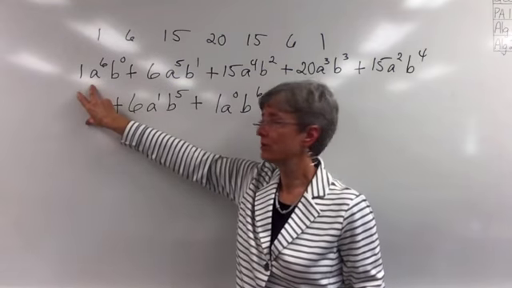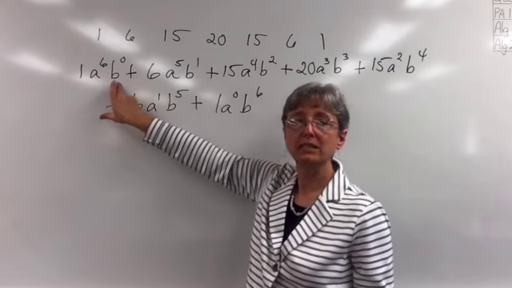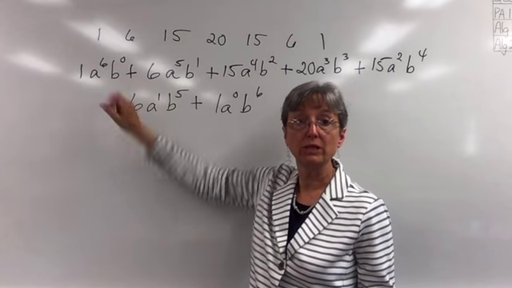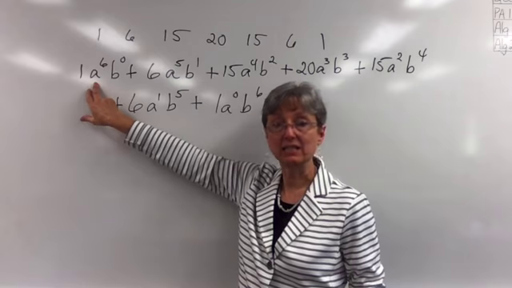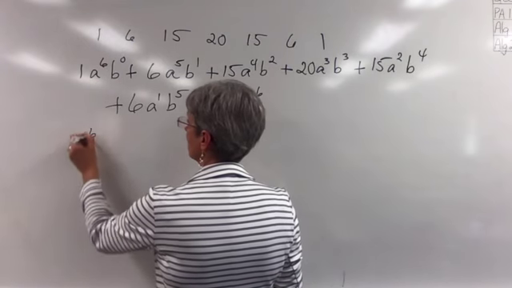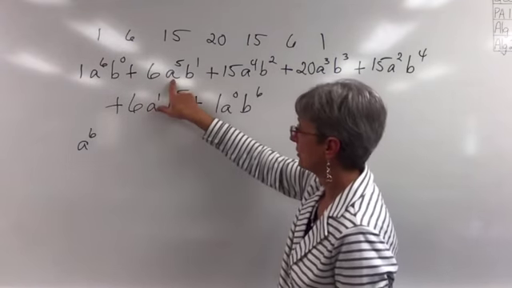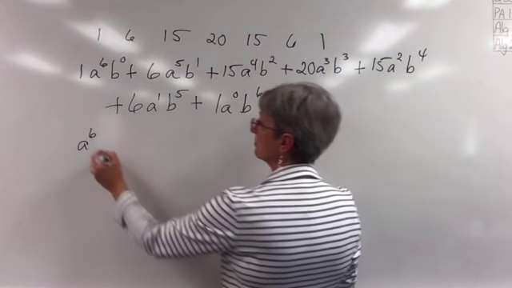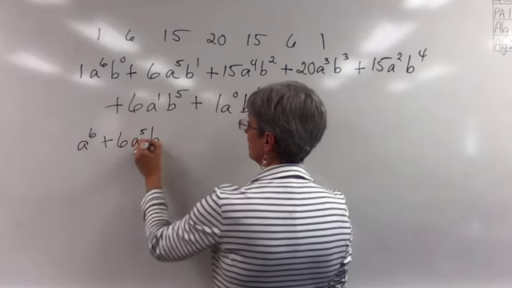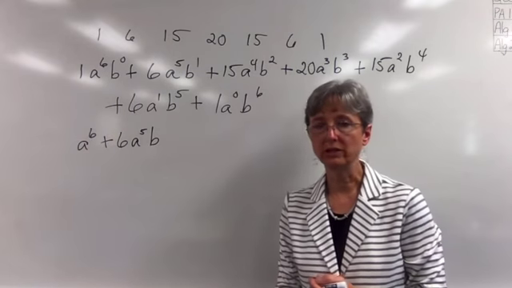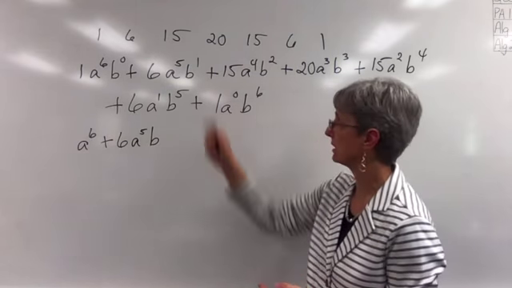So the first term, this is just 1. B to the power of 0, anything to the power of 0 is also 1. So this just simplifies to be a to the 6th. My first term is a to the 6th. Then this term is 6, a to the 5th, and just b. You don't have to write a power of 1, just b, it's just 1b.